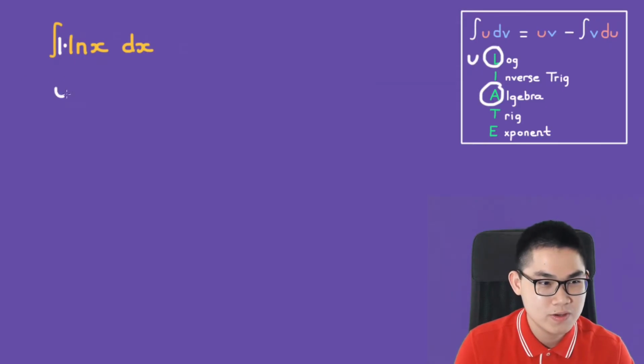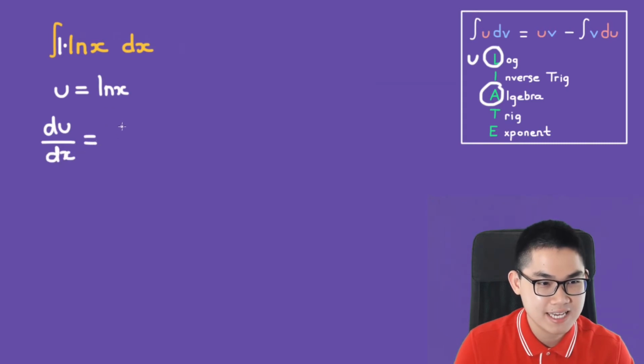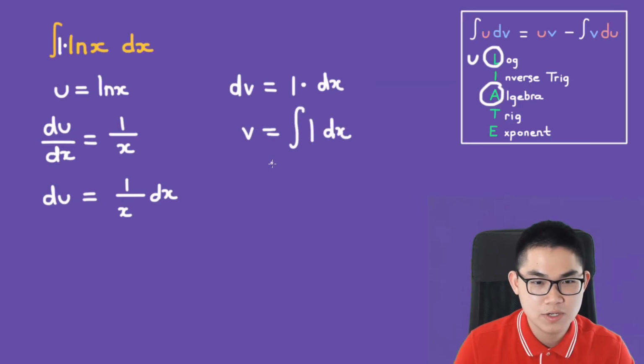So our u is equal to ln of x, because ln of x is basically log base e of x. So the derivative of ln of x is 1 over x. So du is equal to 1 over x dx. How about dv? So dv is the 1 and the dx, so 1 times dx. So v is equal to the integral of 1 times dx, which is simply x plus c.